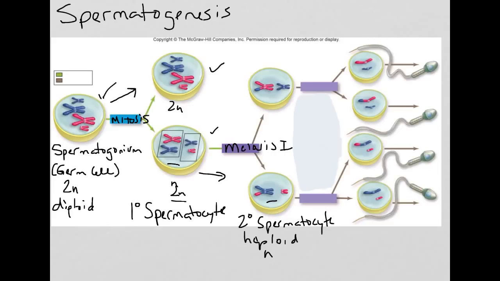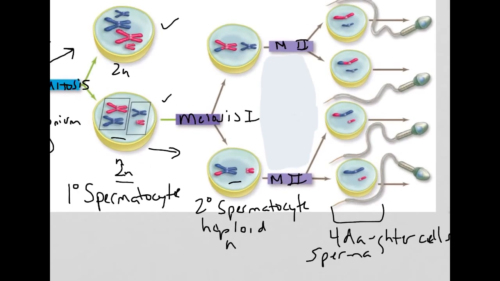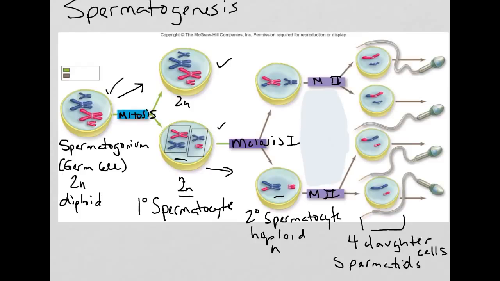Okay, then we go through meiosis 2. I'm going to abbreviate it M2 just because I don't have a lot of space here. So in meiosis 2, the sister chromatids are separated, and we end up with 4 unique daughter cells. They are unique. Okay, we will call these, the ones that have just finished meiosis 2, spermatids.